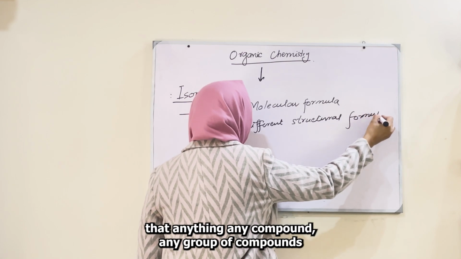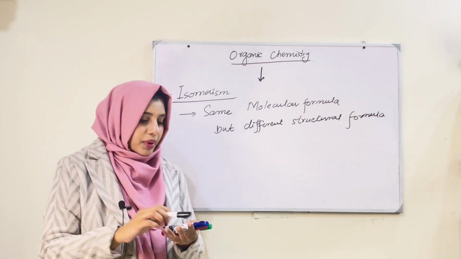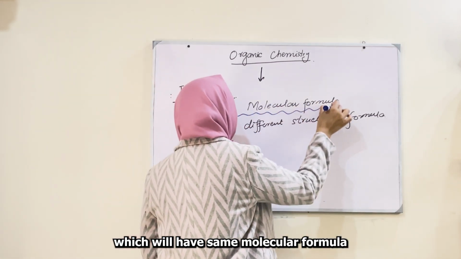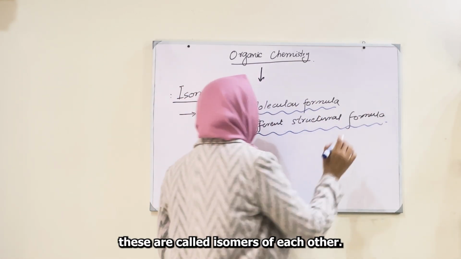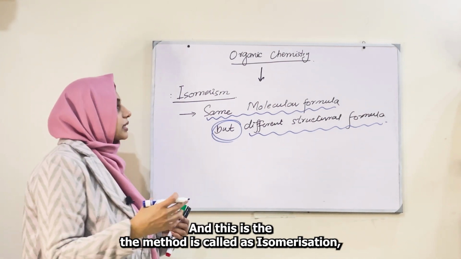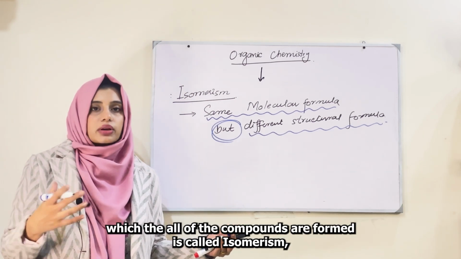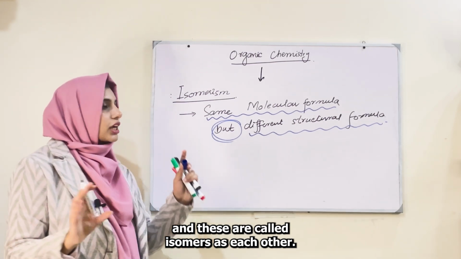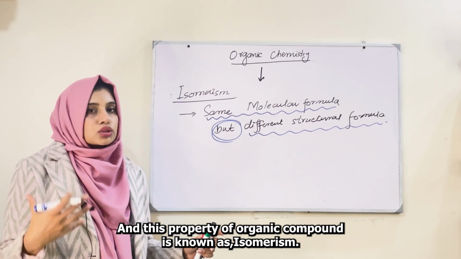Keep this in your mind: any compound, or any group of compounds, which have the same molecular formula but different structural formulas, are called isomers of each other, and the method is called isomerization. The method through which all of these compounds are formed is called isomerization, and these are called isomers of each other, and this property of organic compounds is known as isomerism.